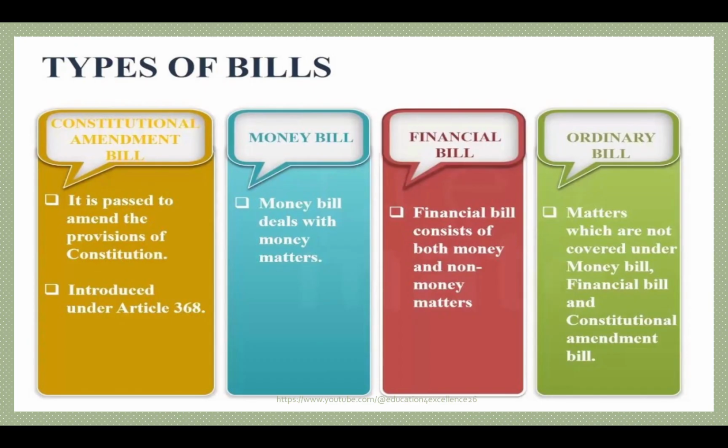Constitutional amendment bill is passed to amend the provisions of the constitution. It is introduced under Article 368. Money bill deals with money matters. Financial bill consists of both money and non-money matters. Ordinary bill is one which is not covered under money bill and financial bill. Such kinds of matters we will discuss in the ordinary bill.